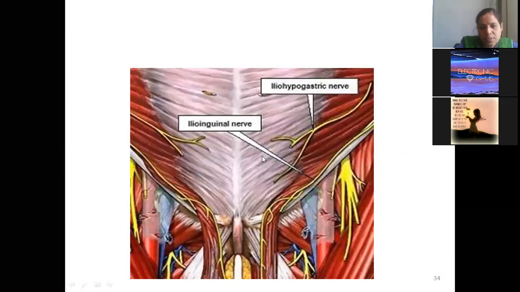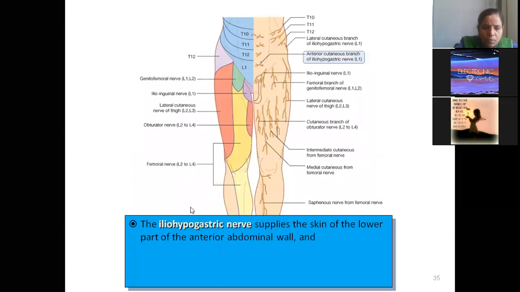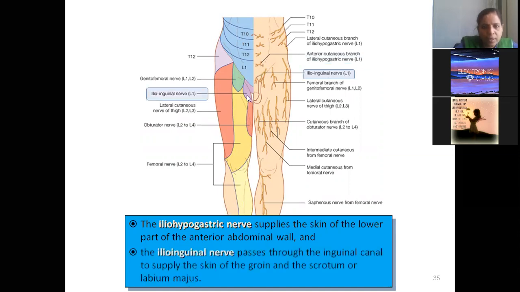See, this is iliohypogastric. Ilioinguinal is going down. Can you see the journey? So iliohypogastric is supplying the skin of the lower part of the anterior abdominal wall. Then ilioinguinal, shown in violet color, passes through the inguinal canal to supply the skin of the groin and scrotum in males and labia majora in case of female.